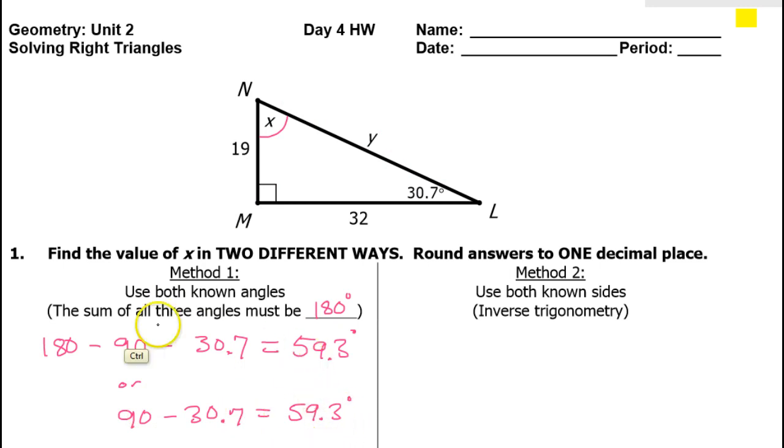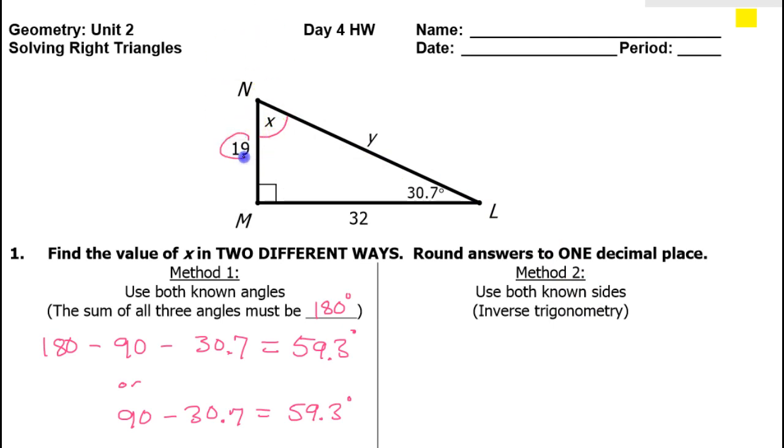So from now on, you won't see me do 180. When I see the two angles, I will just subtract the known angle from 90, and that will give me the missing angle. Now, the other method is to use the two sides that we're given.